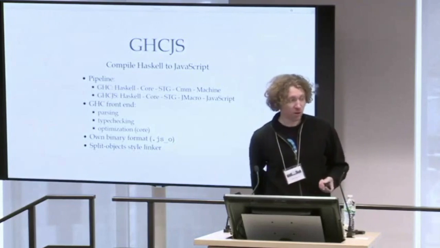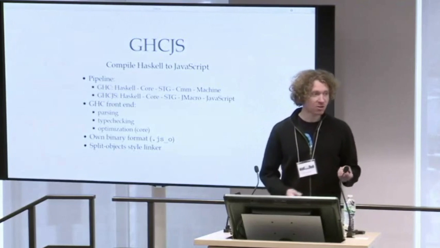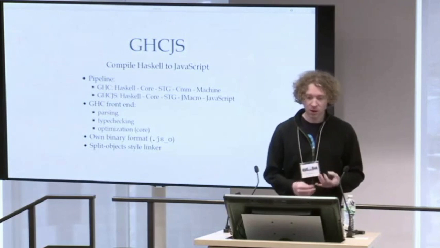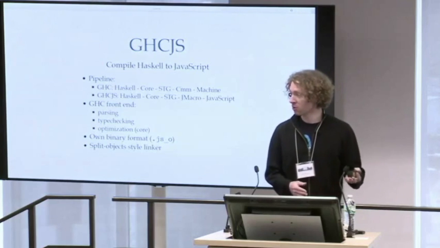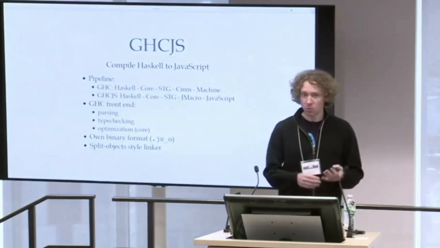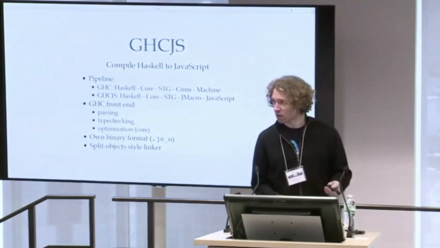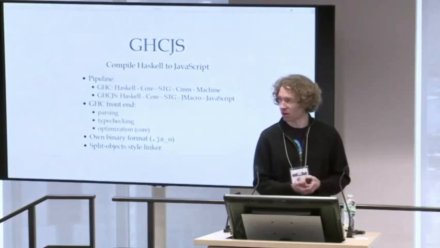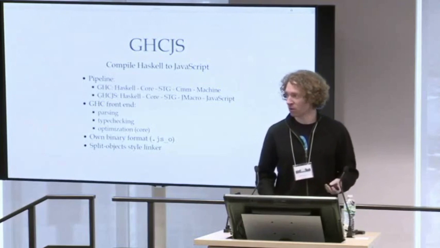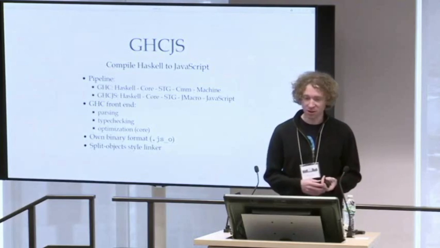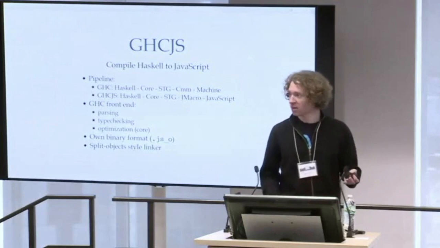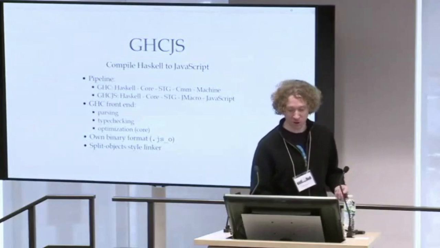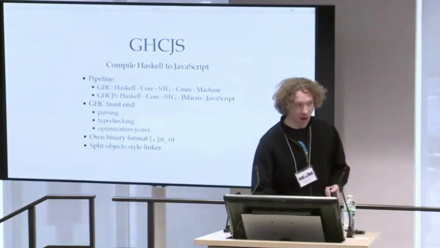So the front end is responsible for parsing, type checking, and optimization, at least the first step of optimization. GHC also does some optimization on Cmm, but obviously since we don't take the Cmm code, we have our own optimizer, our own imperative data flow analysis and variable and branch analysis that rewrites the JavaScript into something reasonably sane. There's room for improvement, I'm working on that, but I'll come to that later.